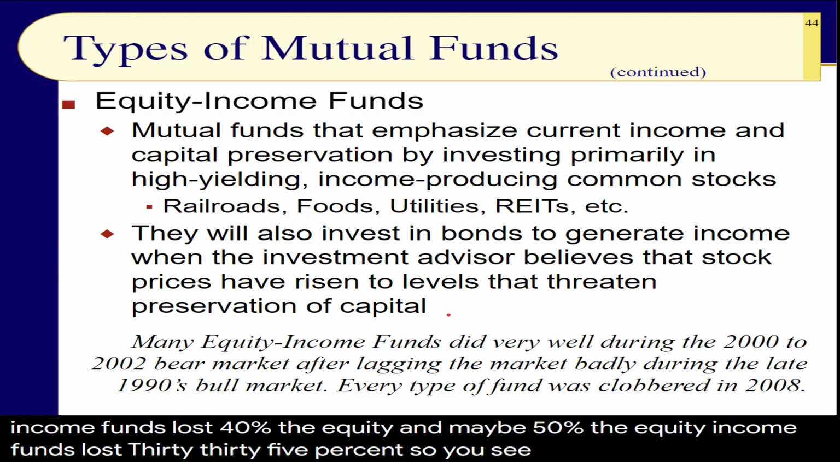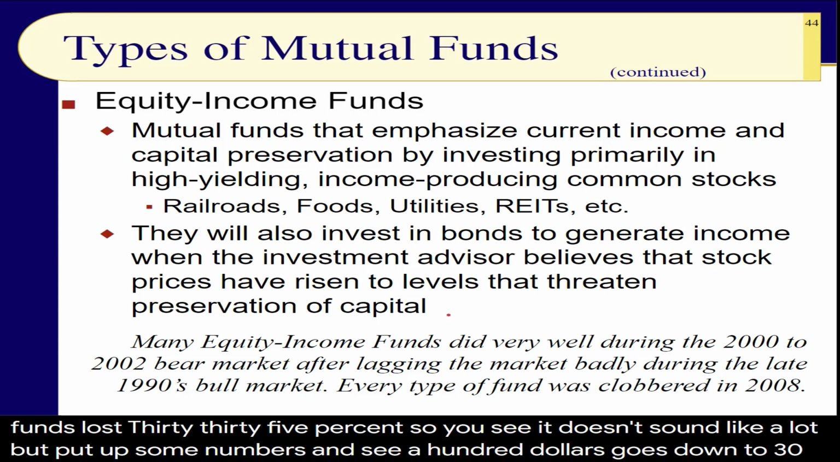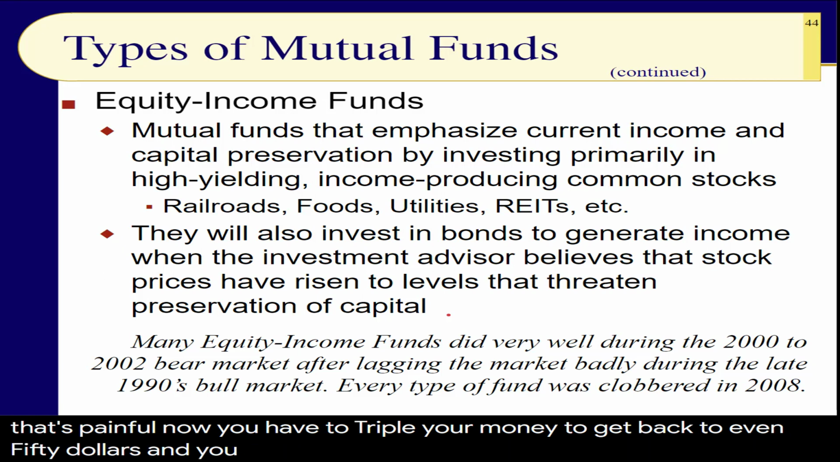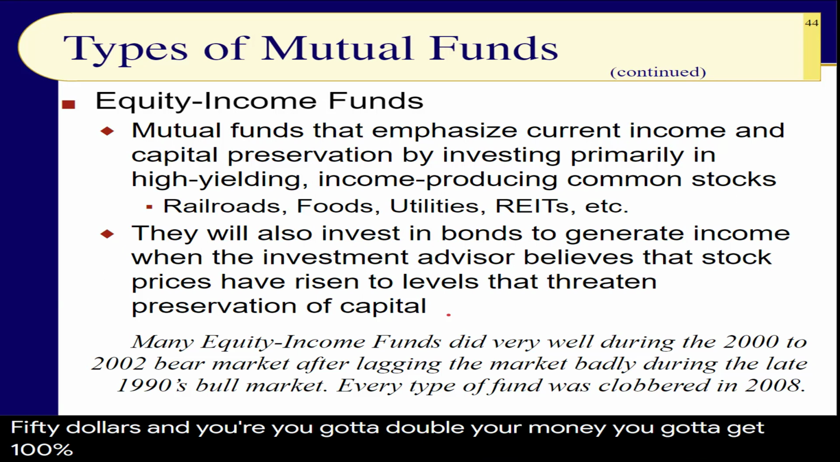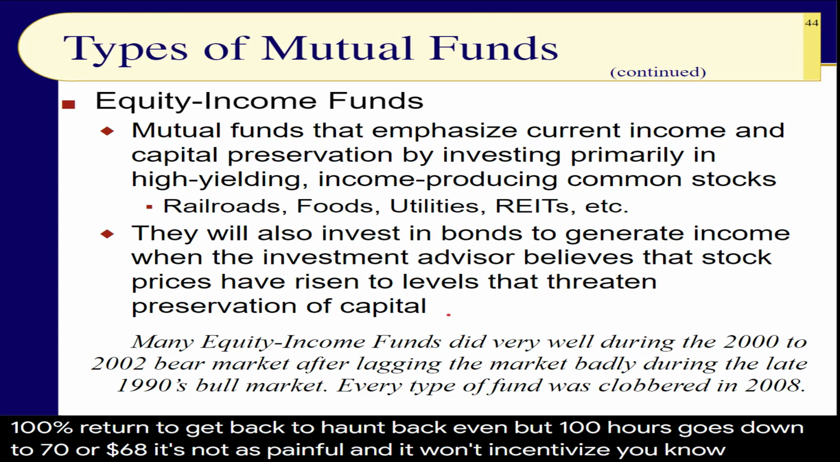So you see, it doesn't sound like a lot, but put up some numbers and see. $100 goes down to $30. That's painful. Now you have to triple your money to get back to even. $100 goes down to $50. You've got to double your money. You've got to get a 100% return to get back to even. But $100 goes down to $70 or $68. It's not as painful, and it won't incentivize you, motivate you to jump ship.